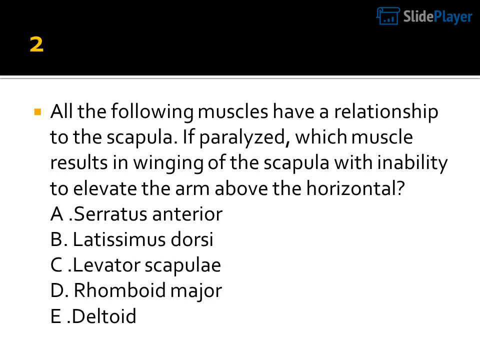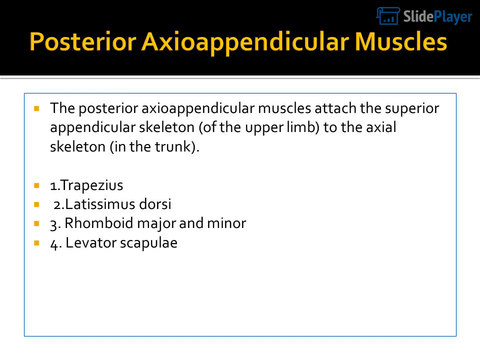A. Serratus anterior, B. Latissimus dorsi, C. Levator scapulae, D. Rhomboid major, E. Deltoid. Posterior axioappendicular muscles. The posterior axioappendicular muscles attach the superior appendicular skeleton of the upper limb to the axial skeleton in the trunk.